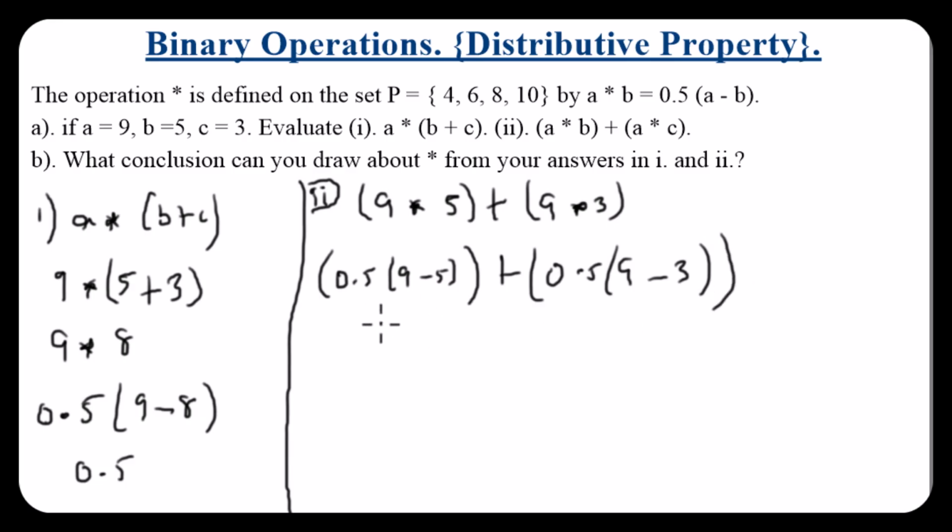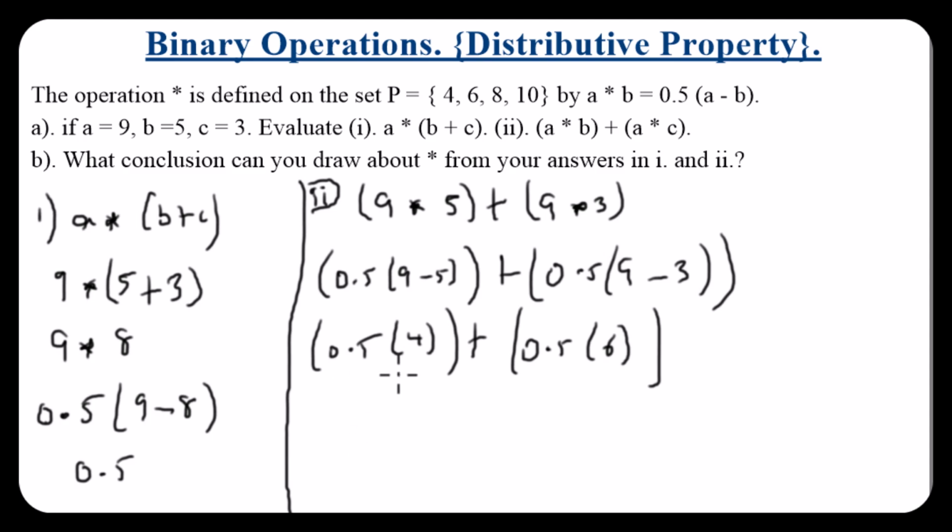So 9 minus 5 is 4, so we have 0.5 in the bracket of 4 plus 0.5 in the bracket of 9 minus 3, which is 6. 0.5 times 4 gives us 2, and 0.5 times 6 gives us 3. So 2 plus 3, we're having 5. So you can see that when we evaluated the first set of questions, that is A star (B plus C), our result is 0.5.